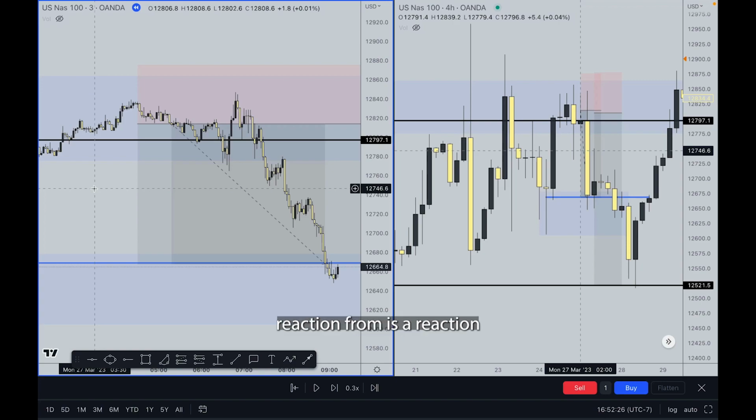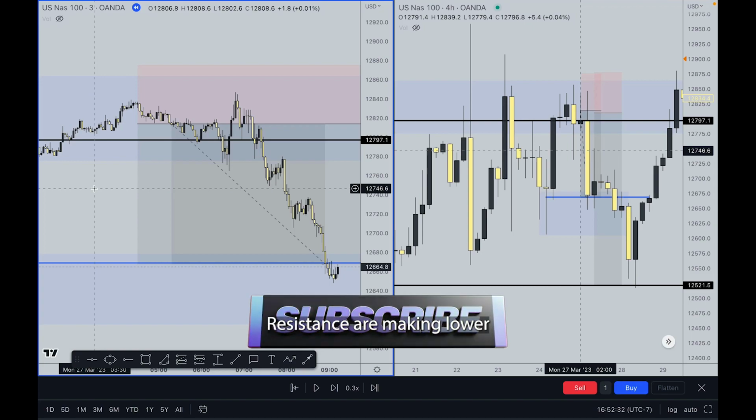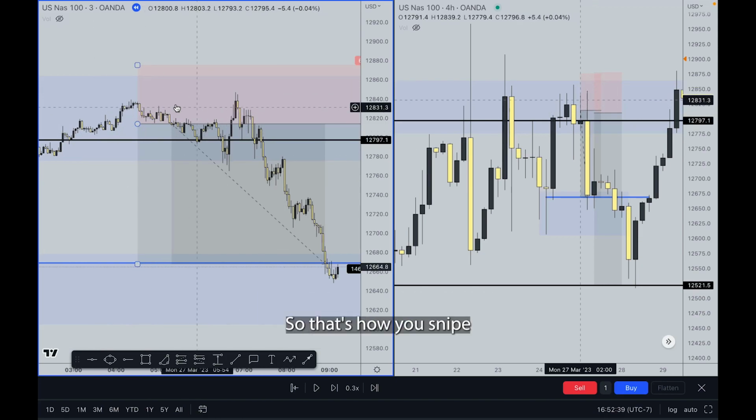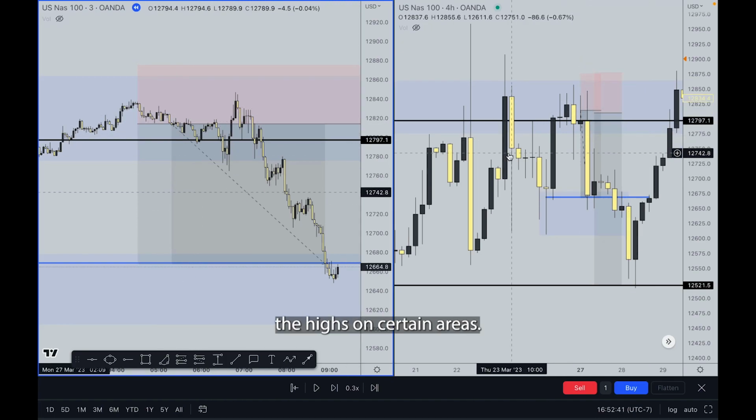And where is price reacting from? Is it reacting from these points of interest? Is it reacting from supply or demand? Is it reacting from support or resistance? Are you making lower highs and lower lows, or higher highs and higher lows? That's what it comes down to. Okay? So that's how you snipe the highs on certain areas.